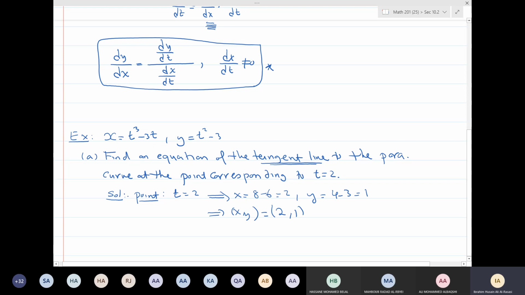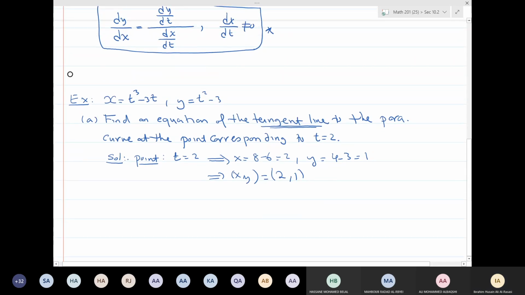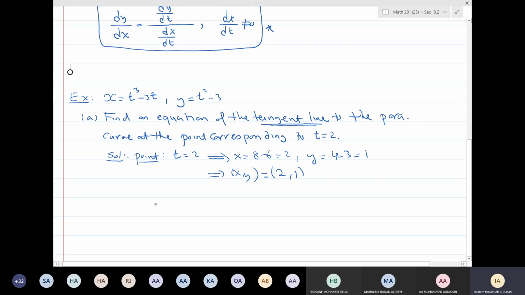Now for the slope, I have to find dy/dx. How to find dy/dx? I have the star formula: dy/dt over dx/dt. Y is t squared minus 3, so dy/dt is 2t, over dx/dt, which is 3t squared minus 3.